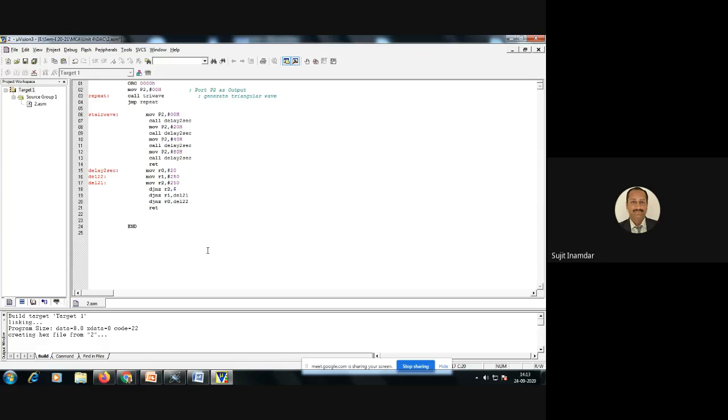But as it is hanging, I am supposed to close this and open it again. So just give me 1 minute.